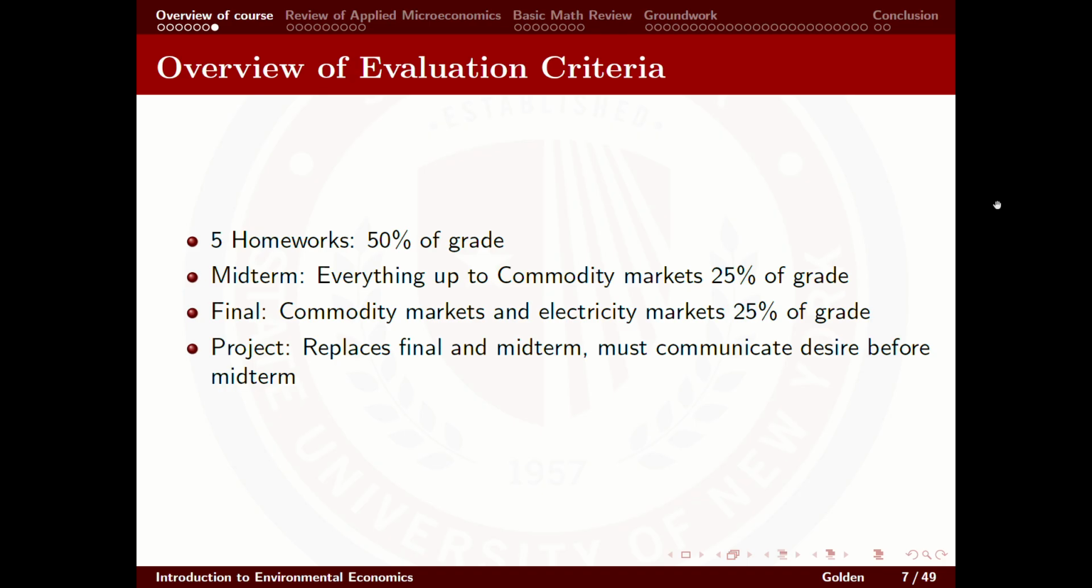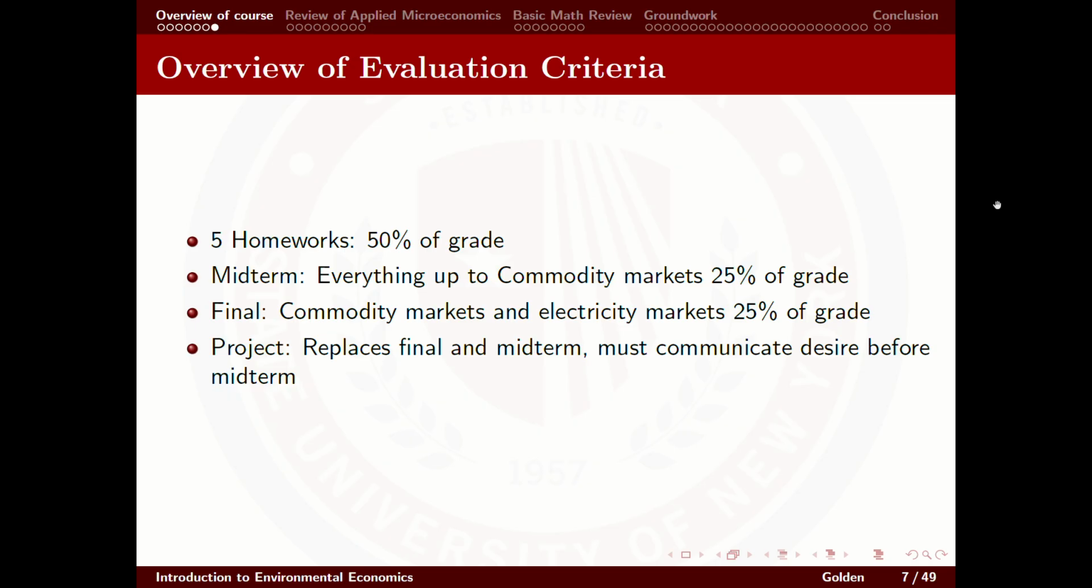And finally, grading is a necessity. I need to grade you. Grades are not all that important. I am not really focused on the grade. I'm focused on your individual performance and learning. But as you'll learn later on in the class, there's a principal-agent problem where I need to provide the grades in order to make you try, in order to encourage effort. So there'll be 5 homeworks, which will be 50% of the grade. There will be a midterm, everything up to commodity markets for 25% of the grade. There'll be a final, commodity markets and electricity markets for 25% of the grade.